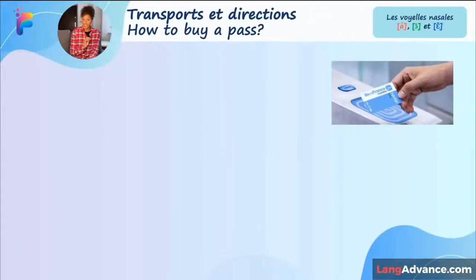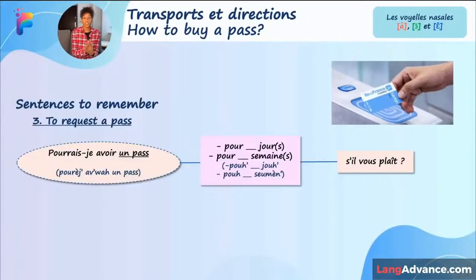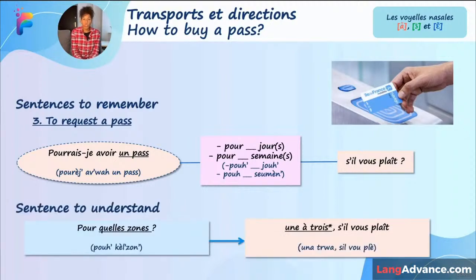How to buy a pass. If you want to request a pass, you can use this sentence. You might remember it from before. Pourrais-je avoir un pass? Then you need to precise for how long. Pourrais-je avoir un pass pour jour? Or pourrais-je avoir un pass pour semaine? So the first option is the amount of days and the second option is for how many weeks. S'il vous plaît. Par exemple, pourrais-je avoir un pass pour 5 jours, s'il vous plaît? Or pourrais-je avoir un pass pour une semaine, s'il vous plaît? Now, they might ask you for which zone.